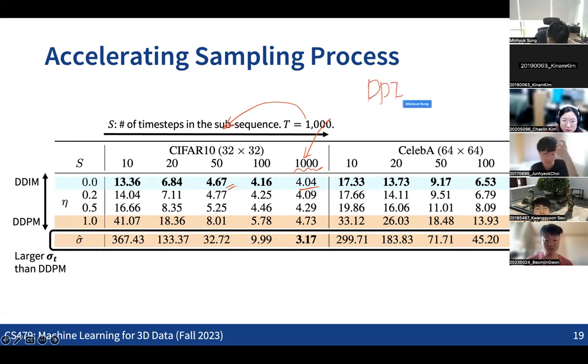In DDIM, the goal is to make a deterministic reverse process, which can be performed with the same noise predictor as DDPM, while making the process deterministic in a way that when you accelerate the sampling with a reduced number of time steps, we can still get good quality outputs. So that's the basic idea of DDIM. Any questions on this?